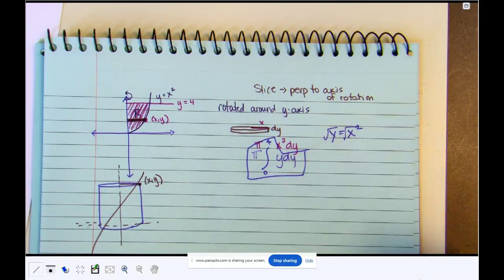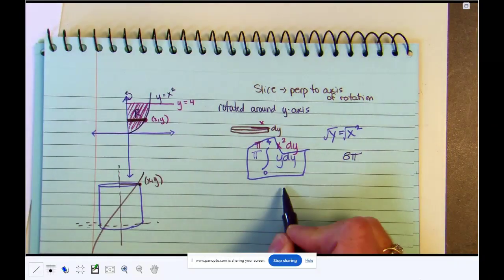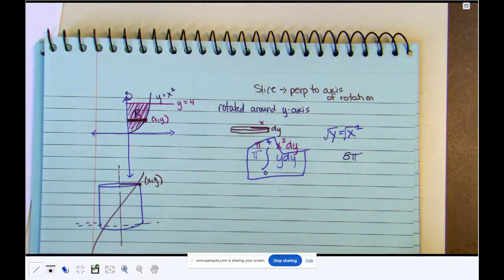Okay. What's the answer to this? 16/3? No, I got 8. 8 pi. Okay, don't forget your pi, but that's correct. So what's the antiderivative of that?